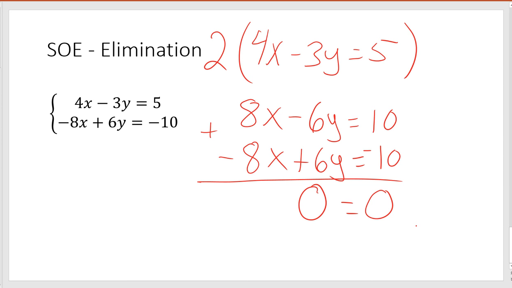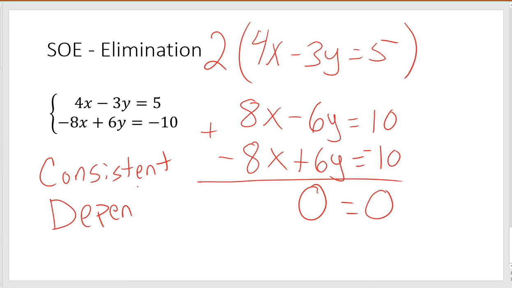So what do you think is going on here? This is a line on top of a line. These are identical lines. So these are consistent and dependent. So that was a little bit different there.